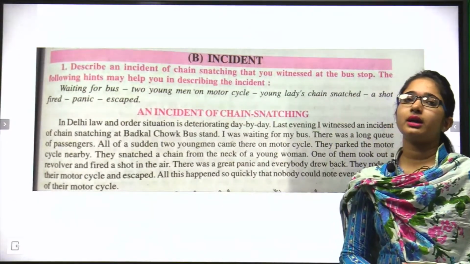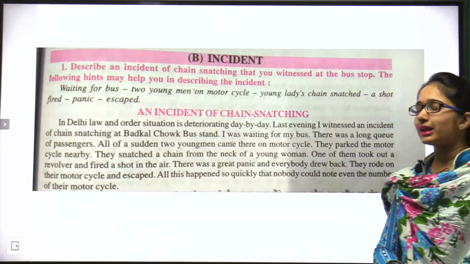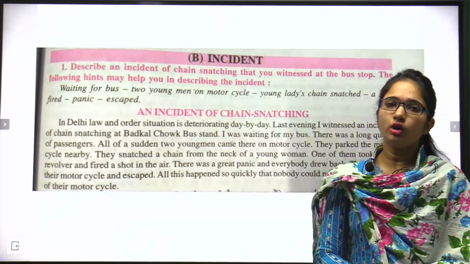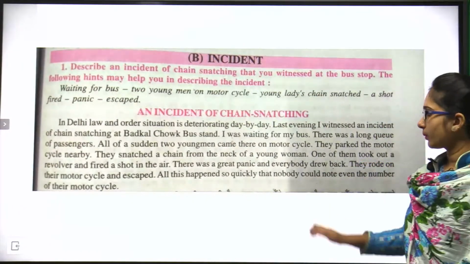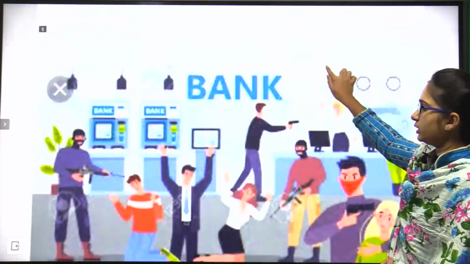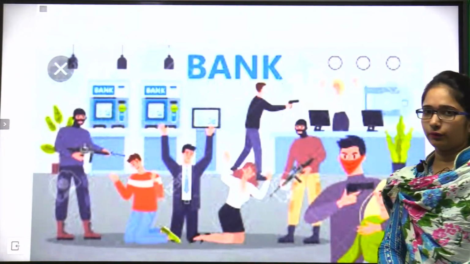After this, I am going to start with the second topic of description of incident. Okay, so let's start with it. I have some images to show you. Just look at this image very carefully.